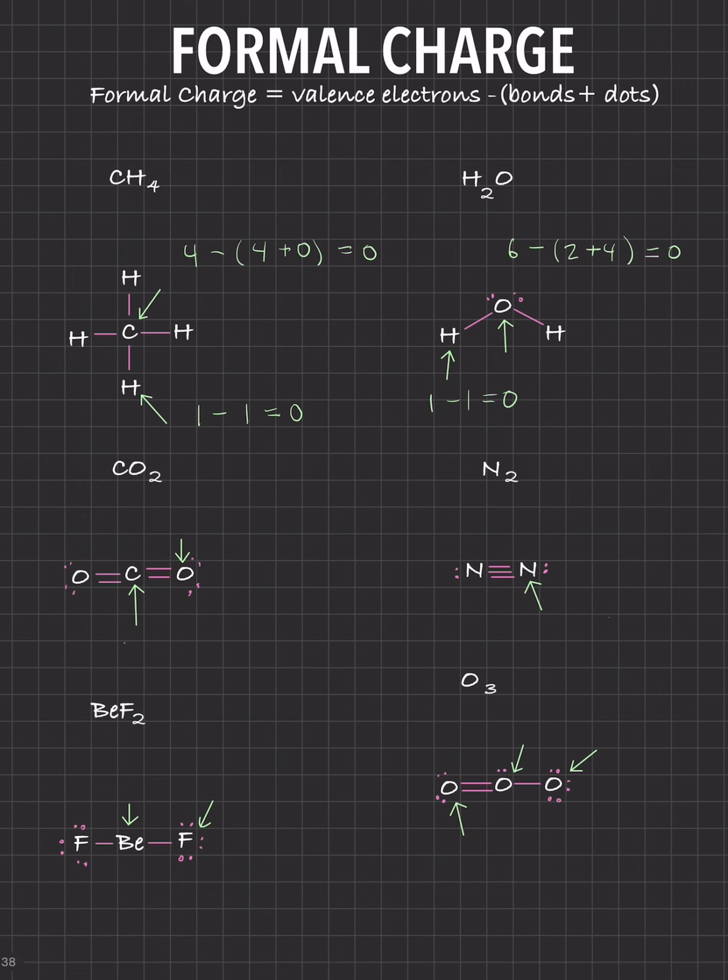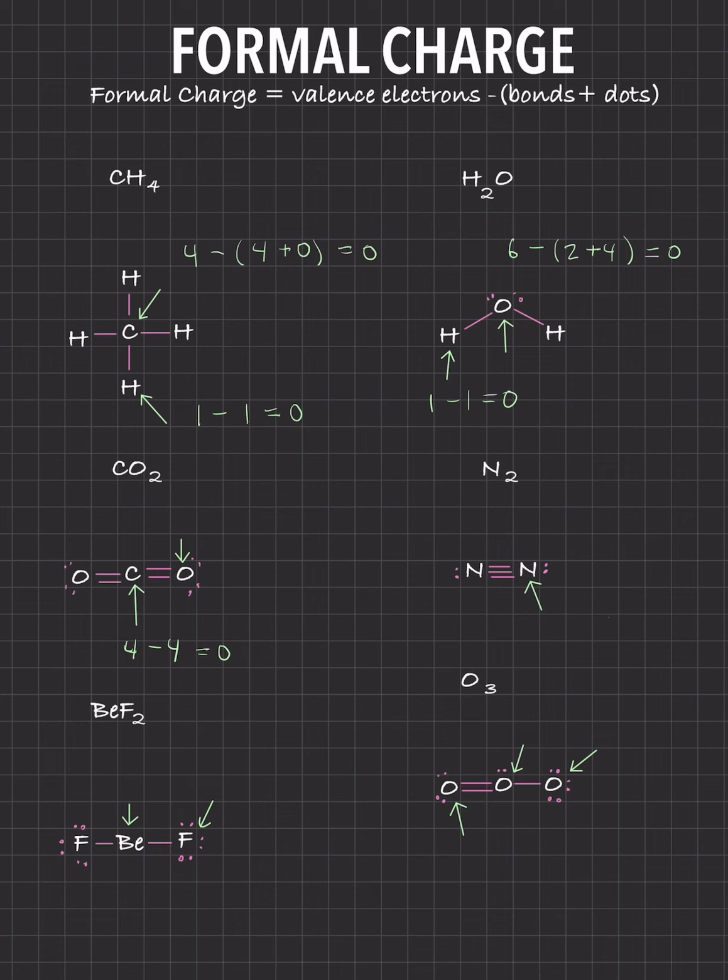So again, carbon is going to be 4. How many lines do you see? You see 2 sets of double bonds. Again, you see 4 lines. So 4 minus 4. Again, you don't have any dots, so I'm just going to do 4 minus 4 is equal to 0. Let's go to oxygen.